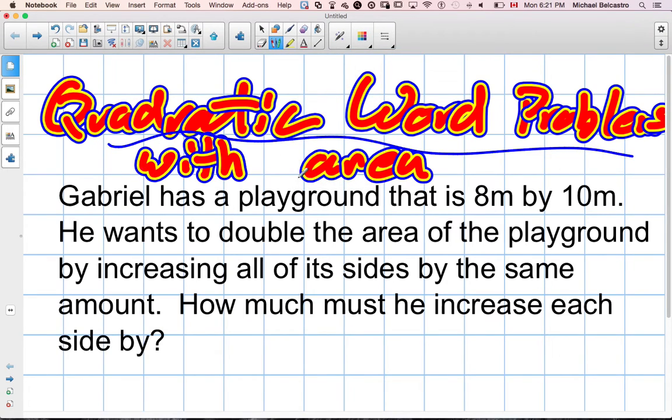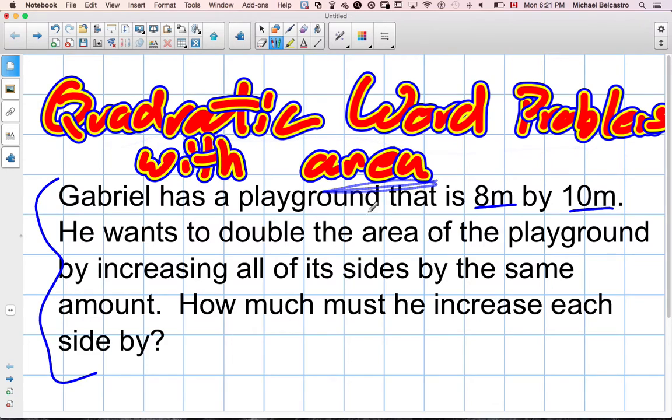Quadratic word problems that deal with area. So they've given us our question here, so we'll read through it quickly and then we'll pull out the important stuff. Gabriel has a playground that's 8 meters by 10 meters. He wants to double the area of the playground by increasing all of its sides by the same amount. How much must he increase each side by?